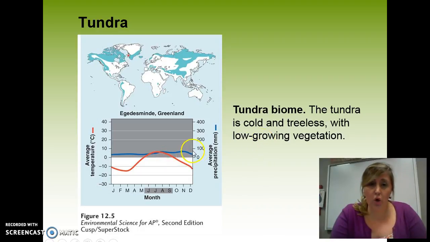It's really cold and treeless, with low-growing vegetation. And you can see up here on the map in blue are the areas of the world that have tundra-like biomes. Okay, and here's another example.